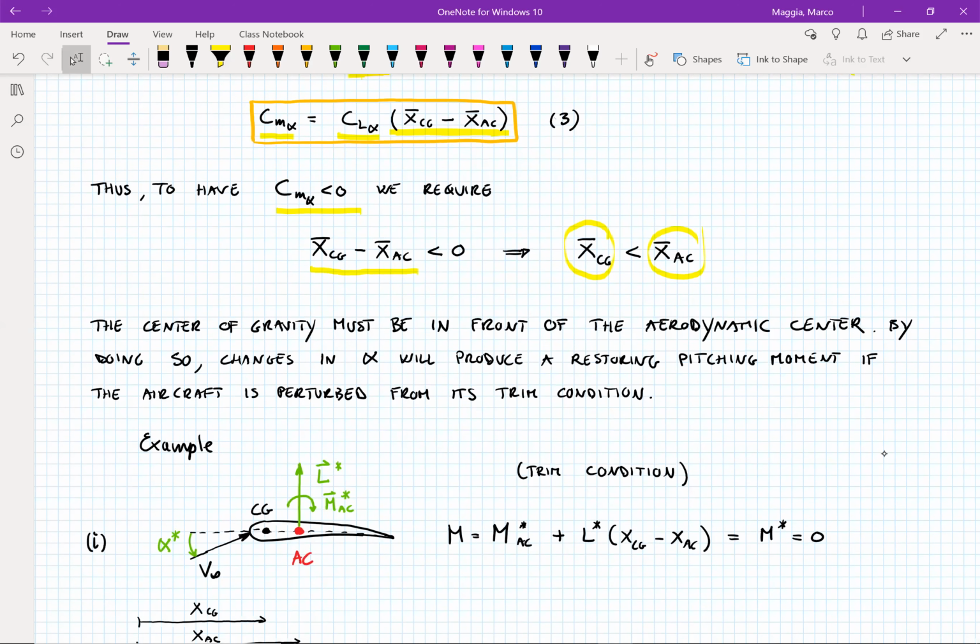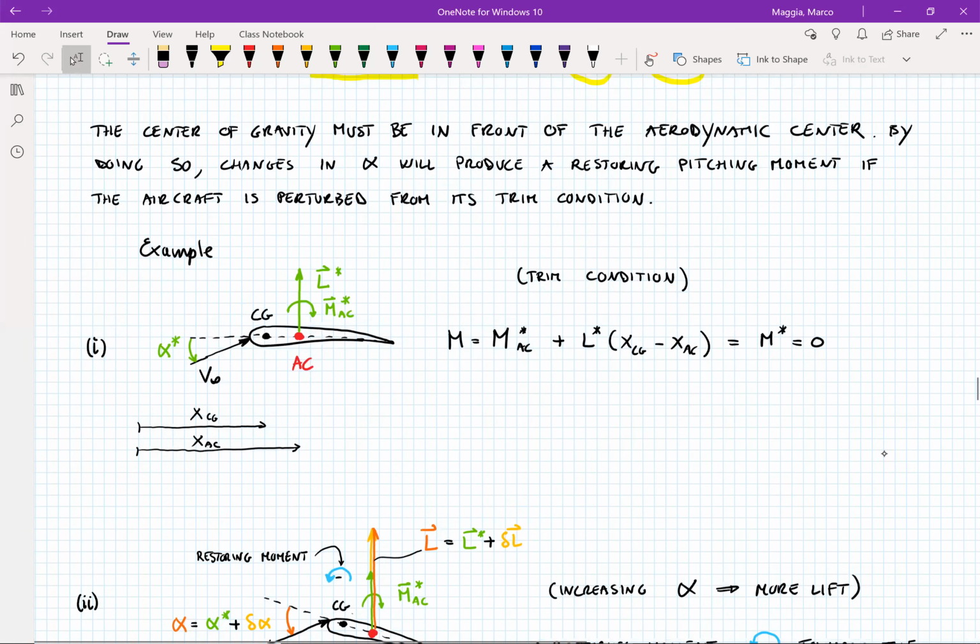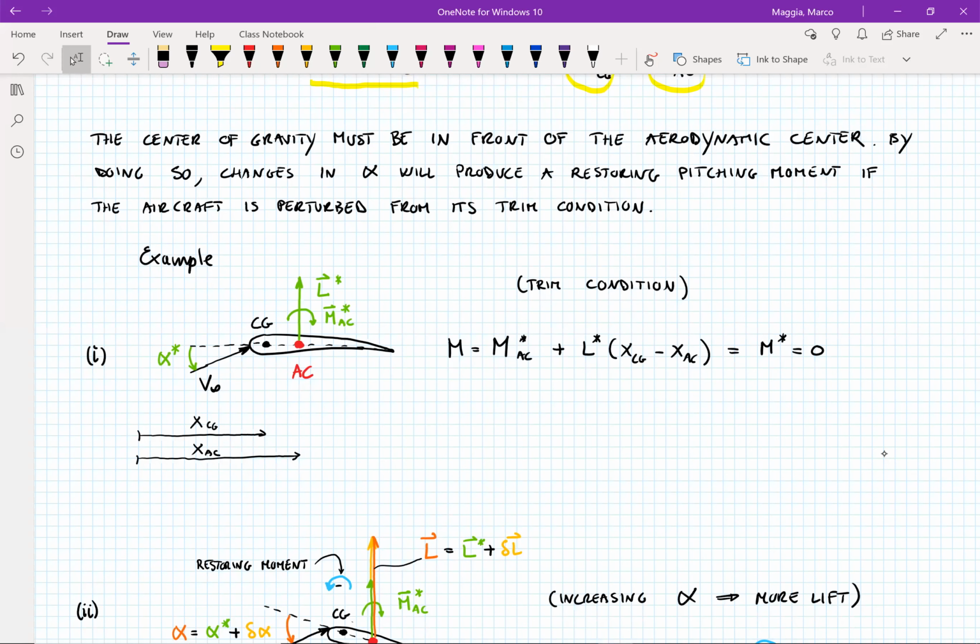And only if the center of gravity is in front of the aerodynamic center, we have static stability. If we have the center of gravity behind the aerodynamic center, then we would lose the static stability. So let's see how this works. Just for the sake of understanding, let's consider only the wing.